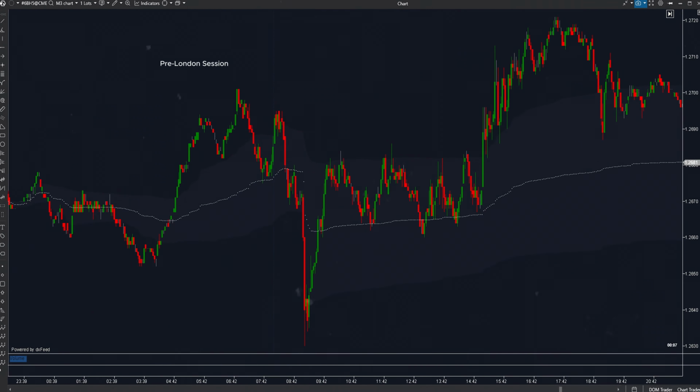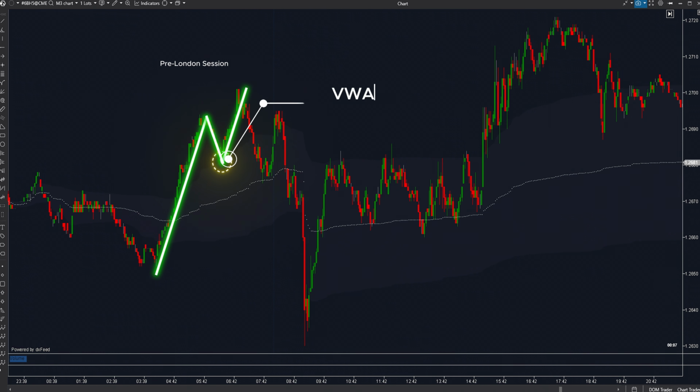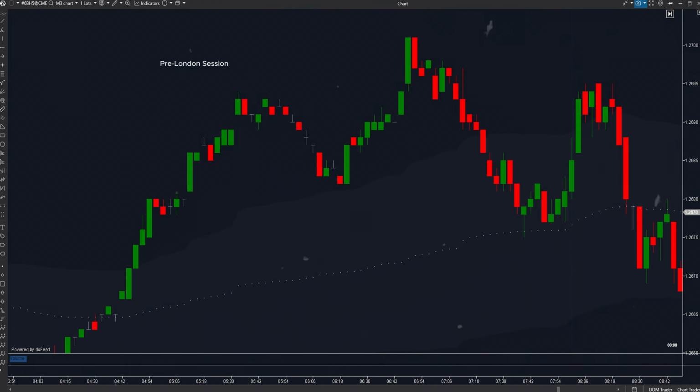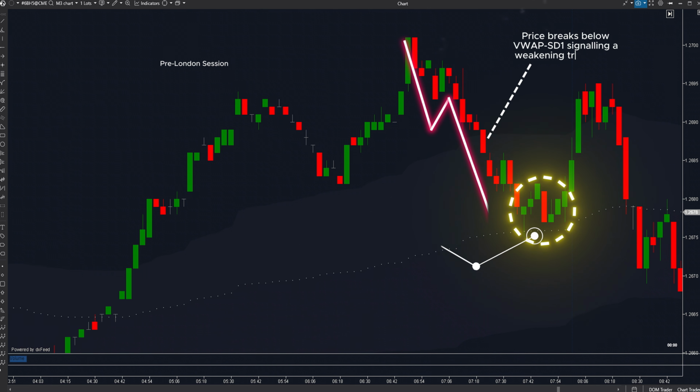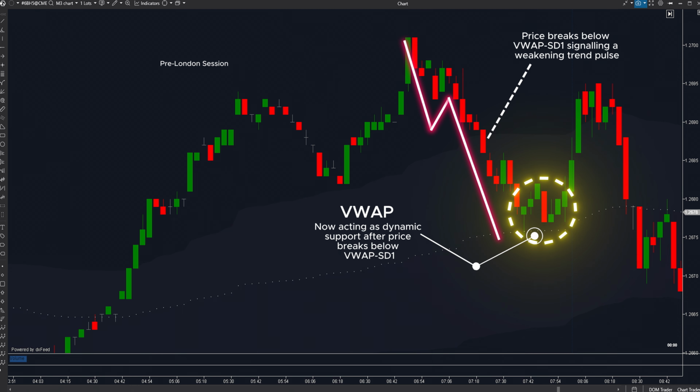Pre-London session, GBP USD was trending up, bouncing perfectly off the upper VWAP standard deviation band, a dynamic area we know acts as a key zone for value in the trend pulse metric. But then, price slips below the upper band and heads toward VWAP, where it consolidates. This was the first signal of a weakening trend pulse.